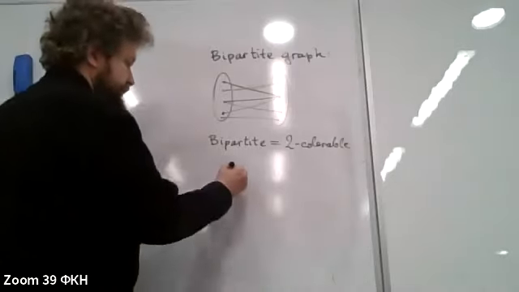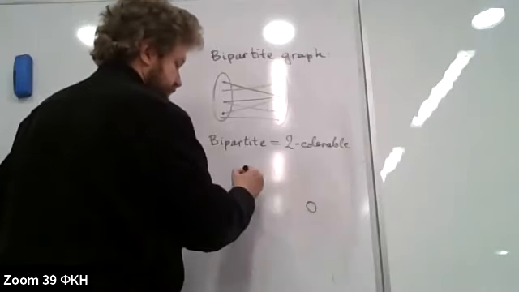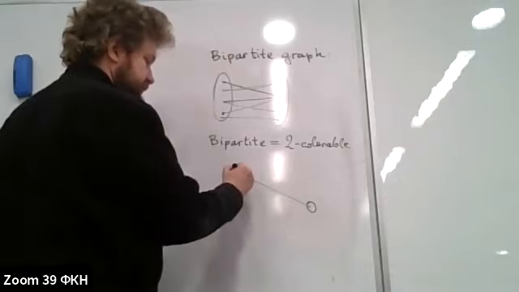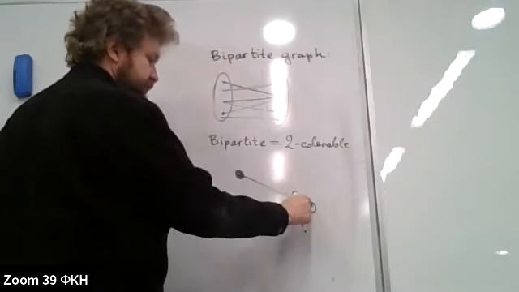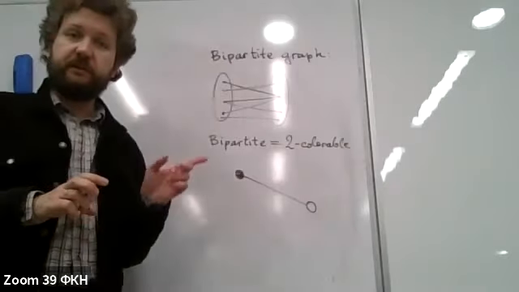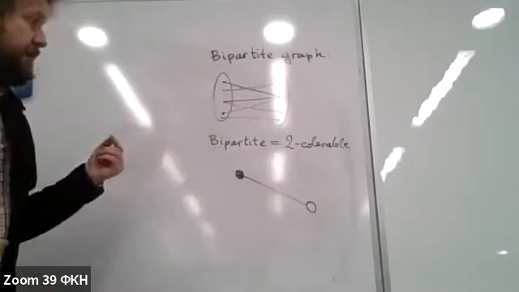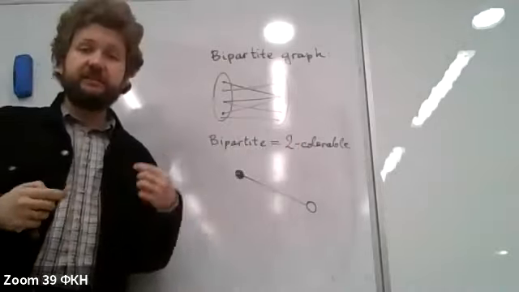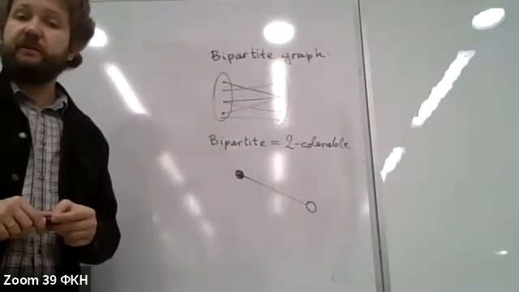So if you have two vertices and they are connected, then this one should be black and this one should be white, or vice versa. But they cannot be both black, cannot be both white. This is a correct coloring. And of course, bipartiteness is the same as colorability.